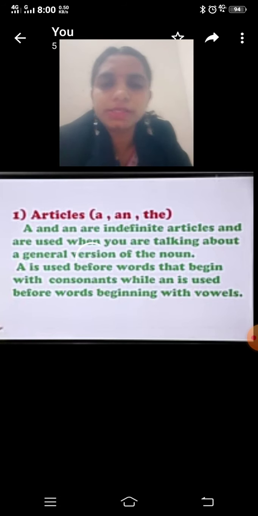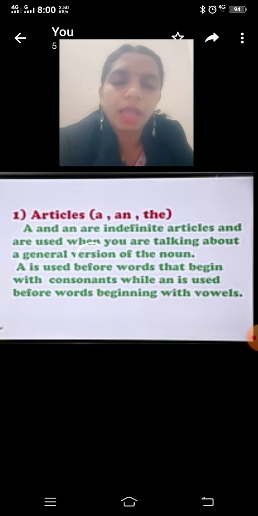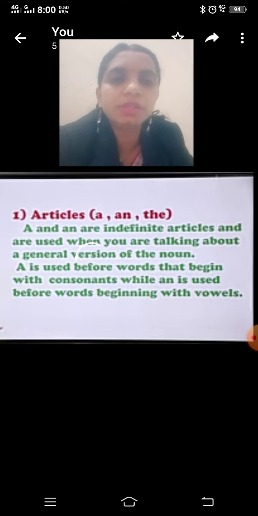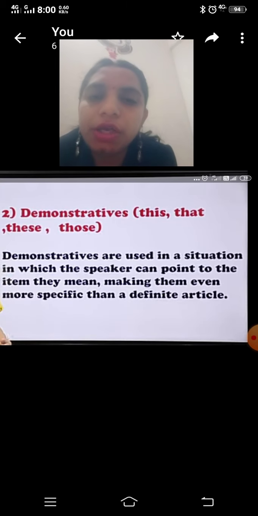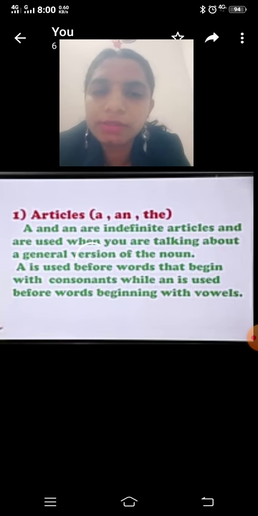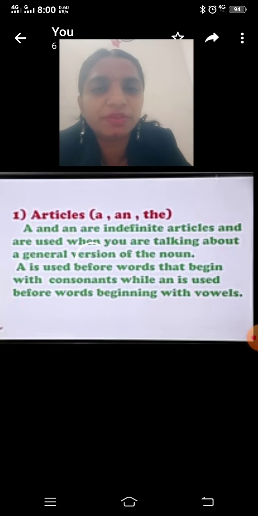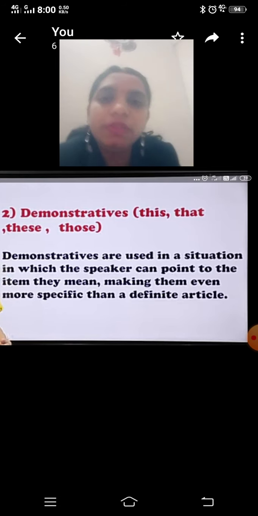Cow, we can say a cow because k is a consonant sound, so before that we should use the article a. Then an is used before the vowel sound. Umbrella, it starts with a vowel sound, so we should use an umbrella. So in this way, by thinking about the sound, you can choose a or an. And the is the definite article, which is used when you are speaking about a specific object, at that time the is used.